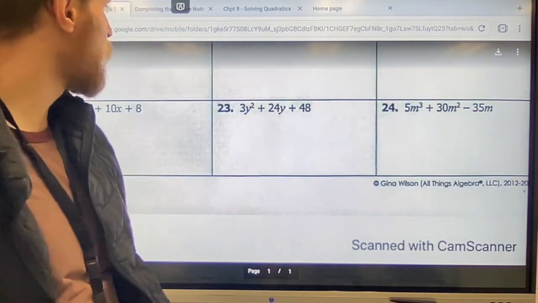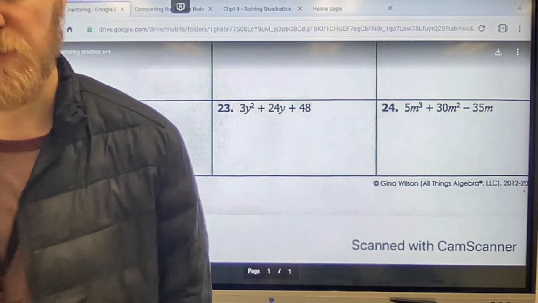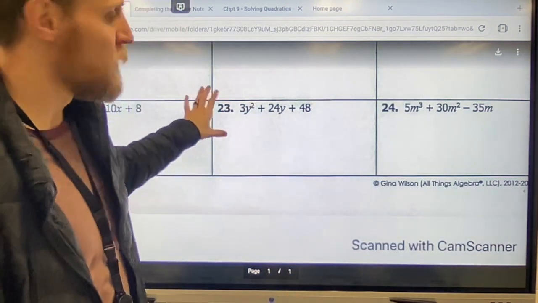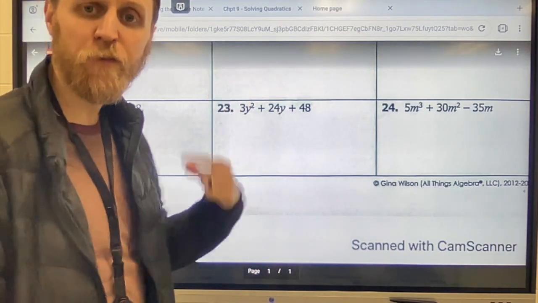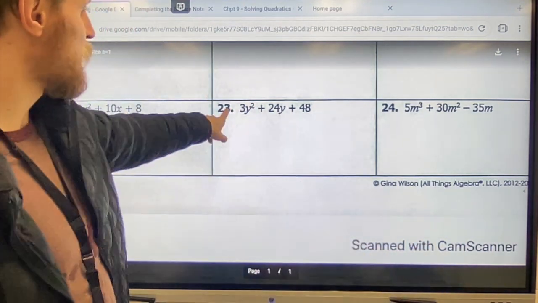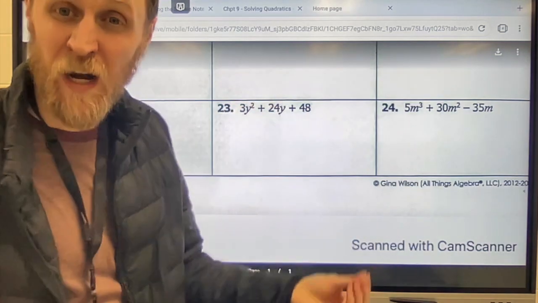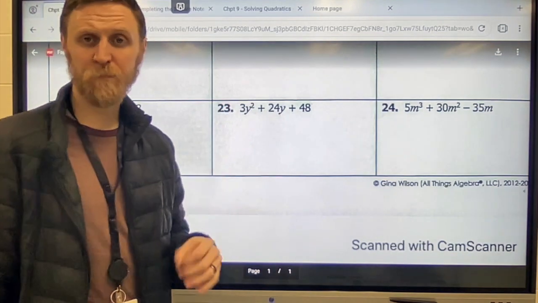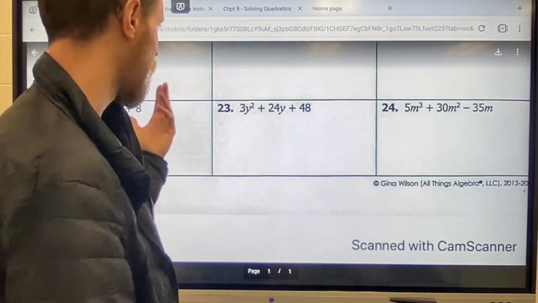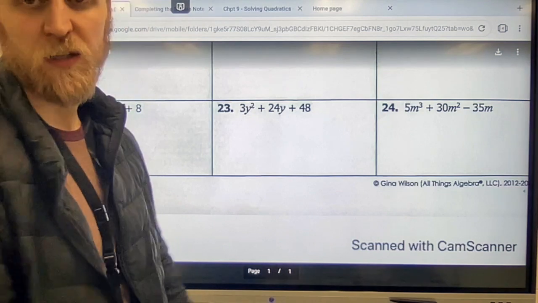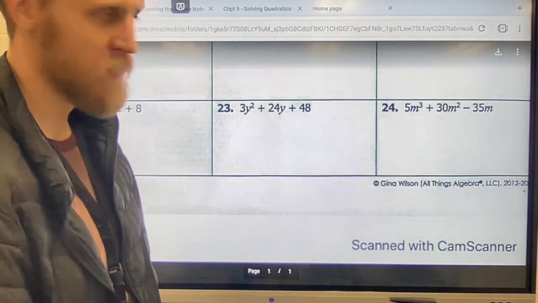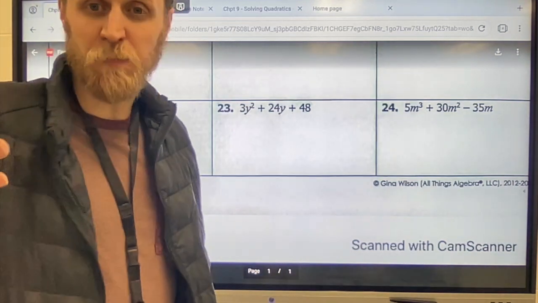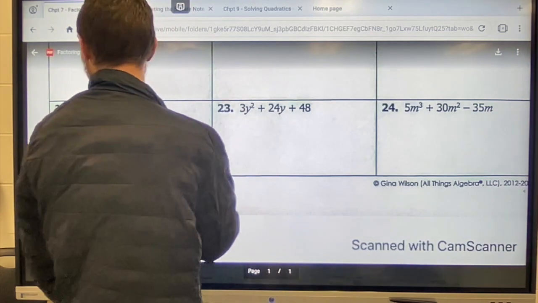Number 23 says 3y squared plus 24y plus 48. So again, it's not an x, it's a y. I don't care. That's the thing we're going to use. But before we even start doing our double bubble, look for a greatest common factor. You'll notice that even though they don't all have a y, they do all have numbers that are divisible by 3. 3 divided by 3 is 1. 24 divided by 3 is 8, and 48 divided by 3 is something, 16, I hope. So if we go through and divide all of these things by 3, that means 3 is my greatest common factor. So I can put a 3 in the front.